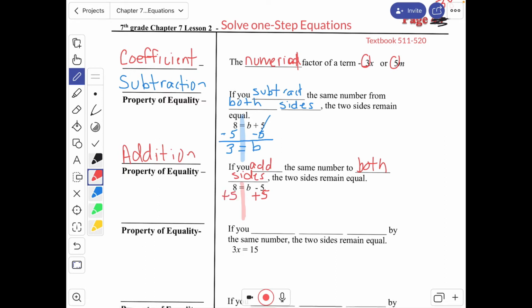So I have added a 5 on both sides of the equation. 8 plus 5 gives me 13, equal sign straight down. And minus 5 and positive 5, they cancel. And only b is left. So 13 is equal to b.